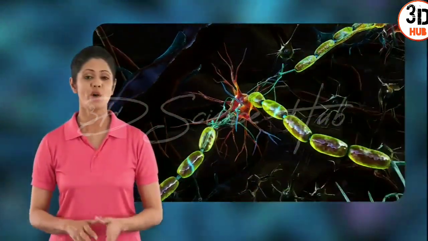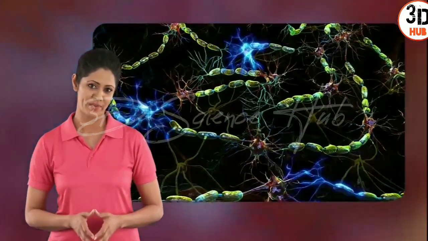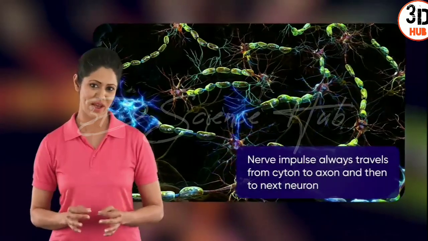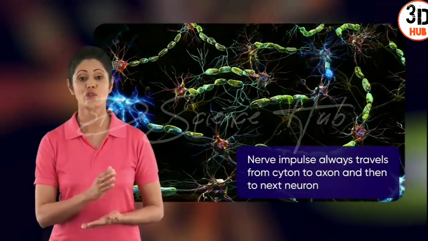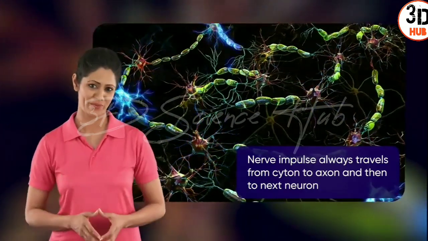Let us focus on the unidirectional movement of impulse through the neuron. A zoomed out view shows that the impulse always travels from the cyton to the axon and is then passed on to the next neuron.